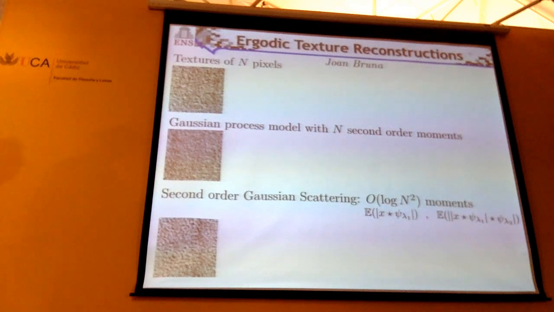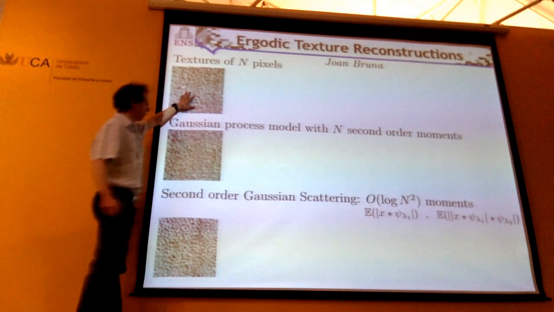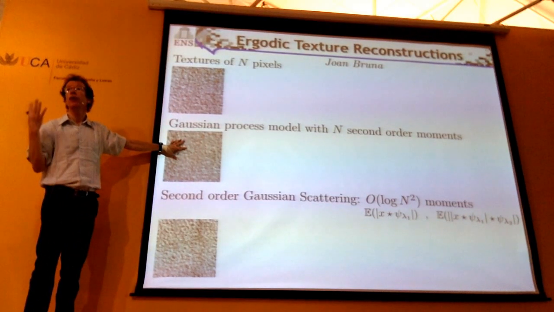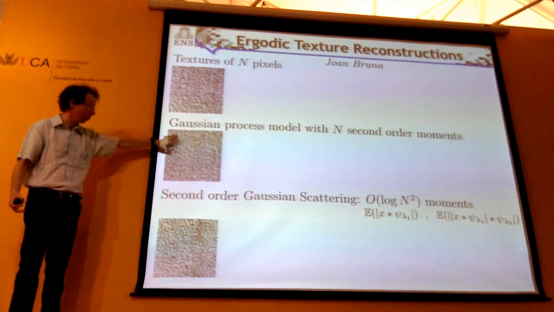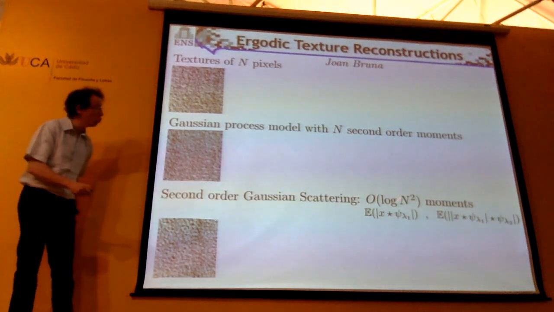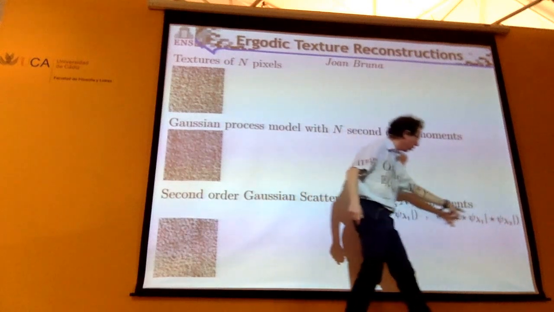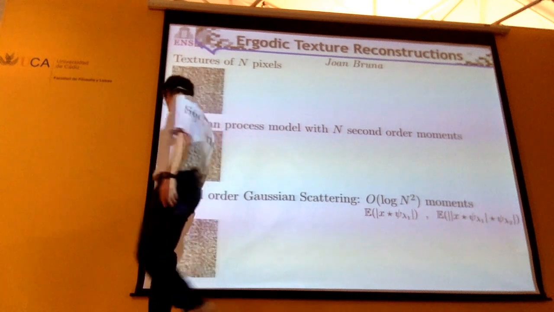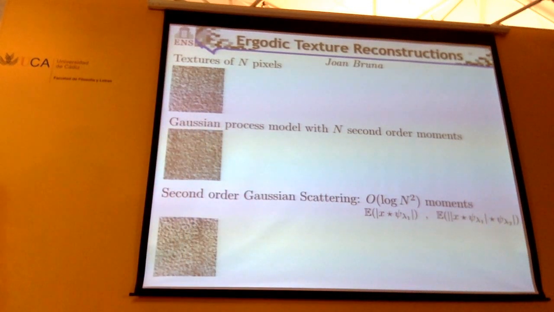Let me show you that on images. This is an image of n pixels. If you were to compute the Gaussian process, because it's stationary, you need n moments, and from n moments you recover this kind of image. With the scattering transform, the number of moments, because here you have a log n factor, and here a log n factor, is much less, of the order of log n squared. You get this. It's about the same, so no big deal. This was nearly a Gaussian.